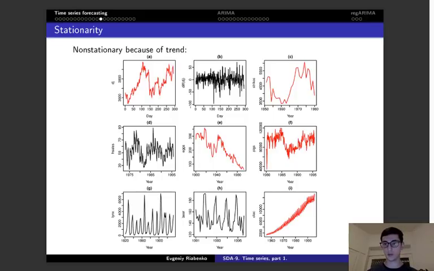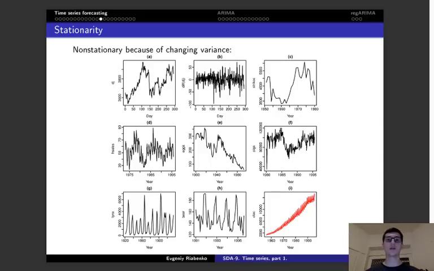So trend can be monotonous, like in the lower right corner with electricity. On the whole time range, we've got a positive trend. Or maybe trend can be local, or even it can change sign, but still it's going to be trend, and the series is non-stationary in this case.